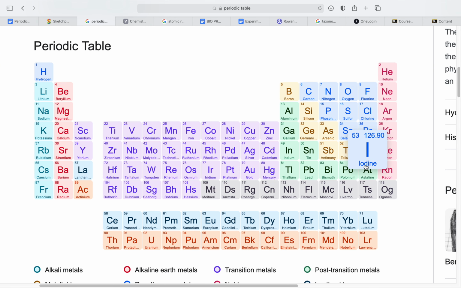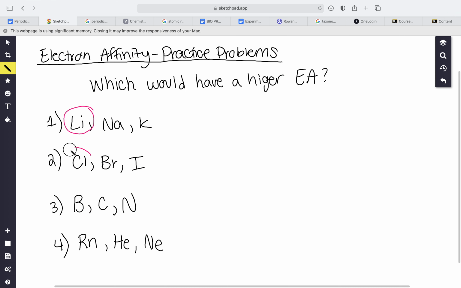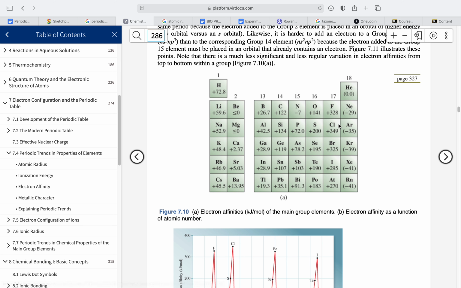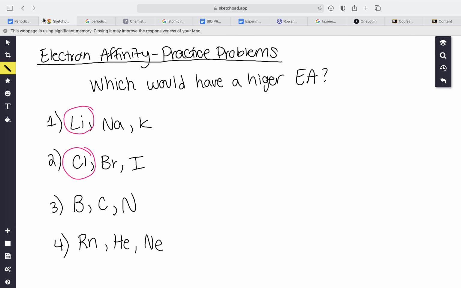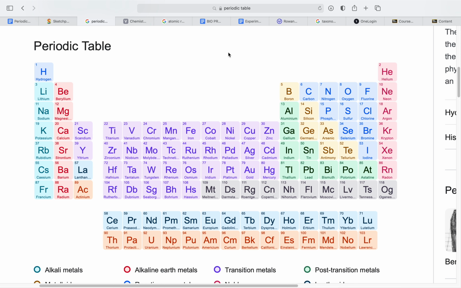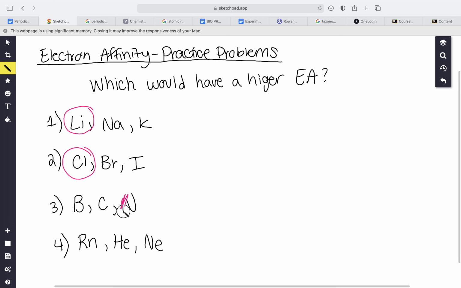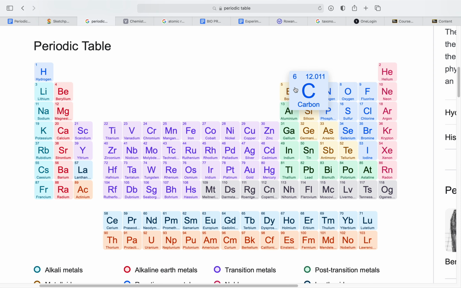And then we have chlorine, bromine, and iodine. Also pretty simple. Chlorine's going to be the lowest because it's the smallest. Let me just check that. Alrighty, yep, that one's the highest of those. And then we have boron, carbon, and nitrogen. So I'm going to already cross off nitrogen because I know nitrogen's negative just because I have that memorized. And then we're going to look at boron and carbon.